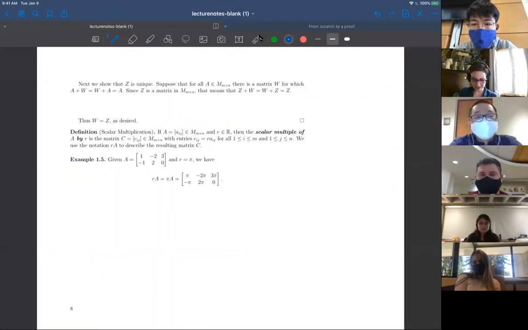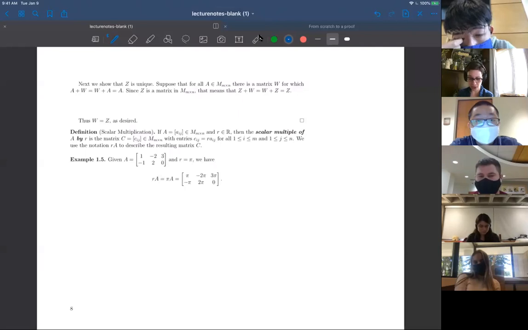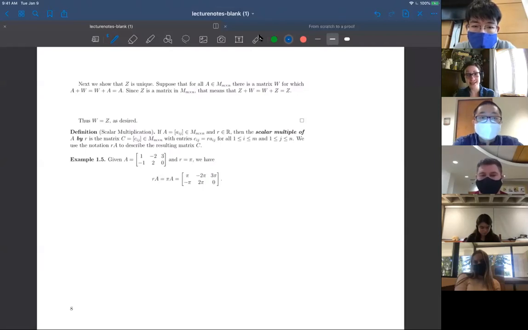The next line is, next we show Z is unique. This is just letting the reader know, okay, we're getting into this furthermore statement in our proposition. So I'm going to suppose that I have a matrix W that has this property that says, whenever I add it to an m by n matrix A, I get A back. Okay, well, cool. Z is an m by n matrix. So let's add W to Z, and we get Z back.